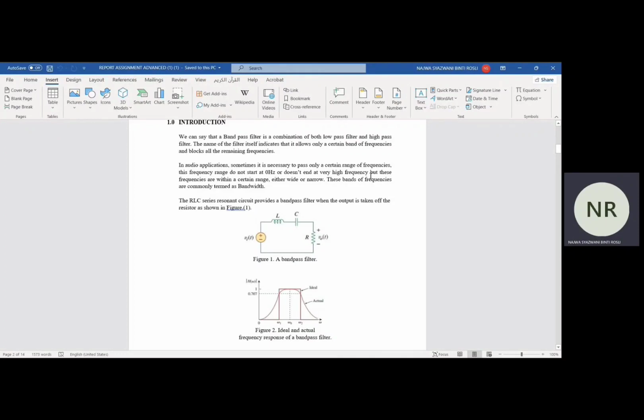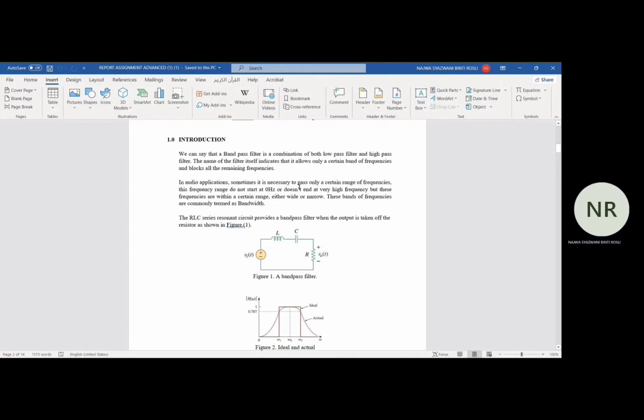Today we are to present about the topic band pass filter. What is band pass filter? Band pass filter is a combination of both low pass filter and high pass filter. The name of the filter itself indicates that it allows only a certain band of frequencies and blocks all the remaining frequencies. In audio applications, sometimes it is necessary to pass only a certain range of frequency.